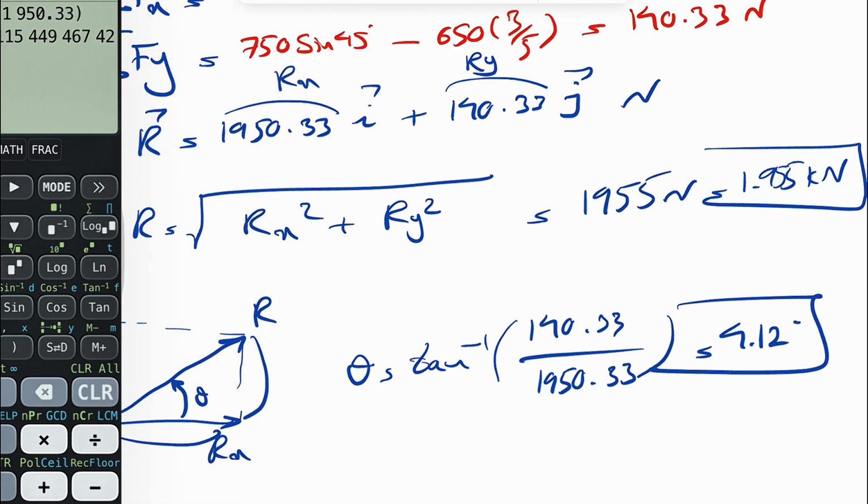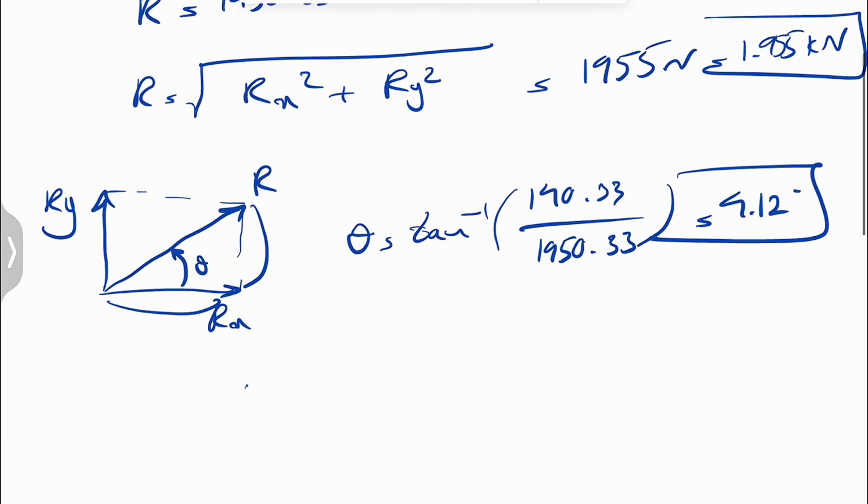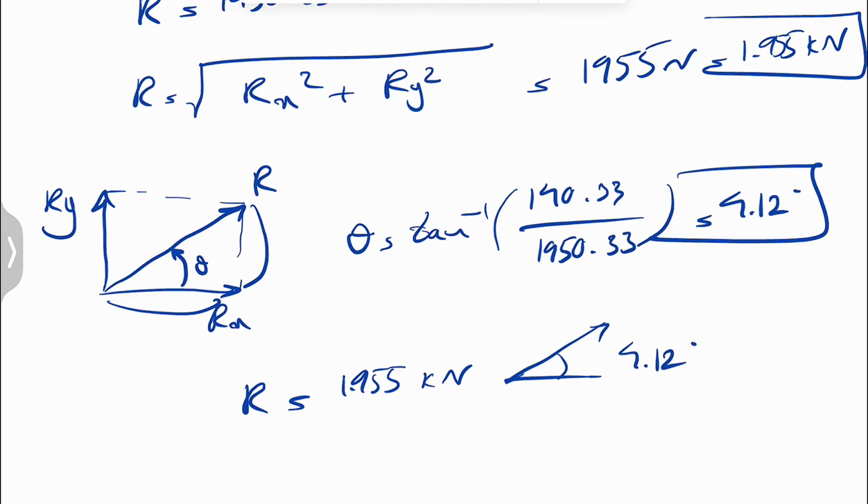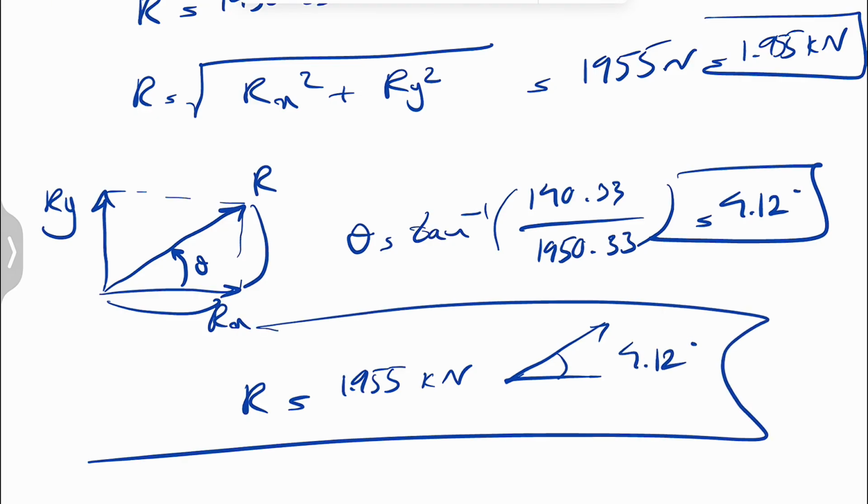And at the end, we can report our R like this: 1.955 kilonewtons, and the angle would be 4.12 degrees, and that is the final answer for this question.